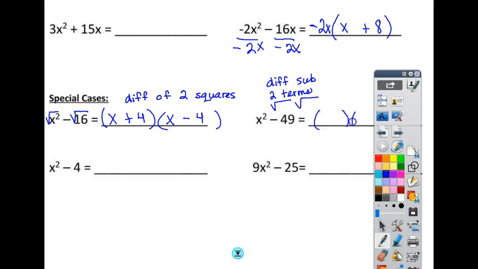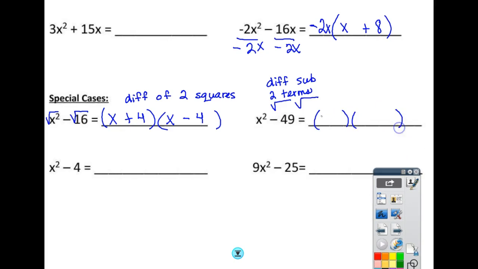So what's the square root of x squared? X. What's the square root of 49? 7. You put a plus 7 and a minus 7. Okay, let's do this one, and we'll skip that one.